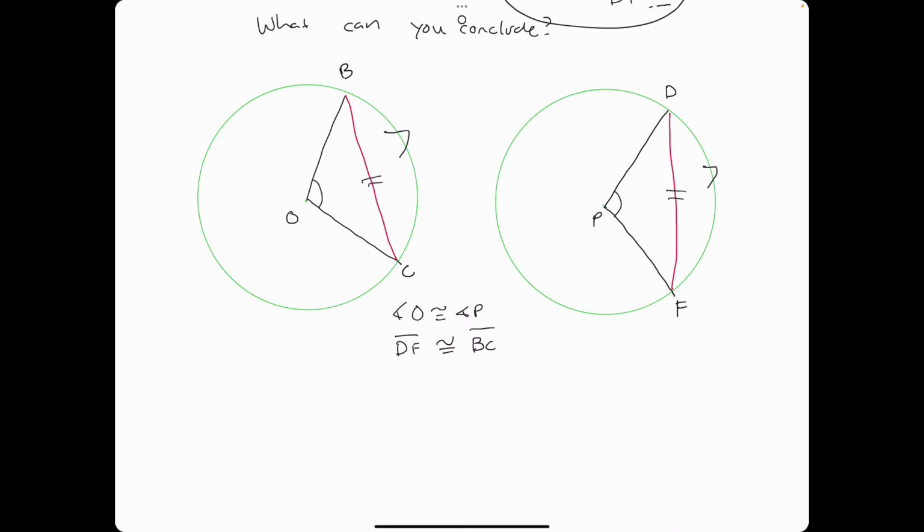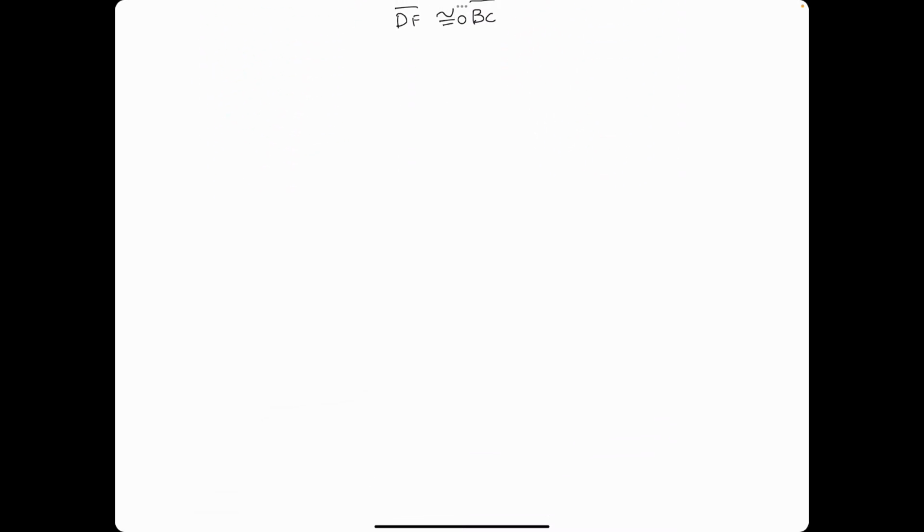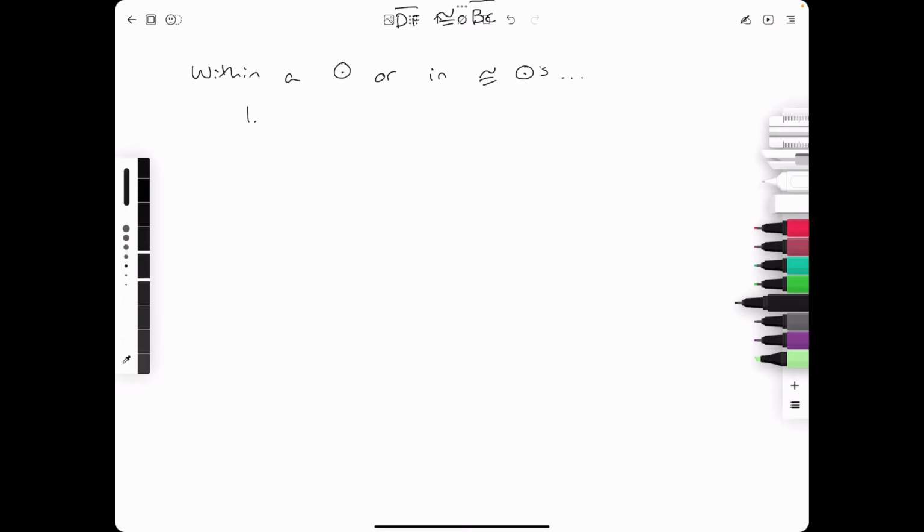The following theorem shows a relationship between two chords and their distances from the center of a circle. Let's try this one. Within a circle, or in congruent circles, there are two more things that are true here. Chords equidistant from the center are congruent.